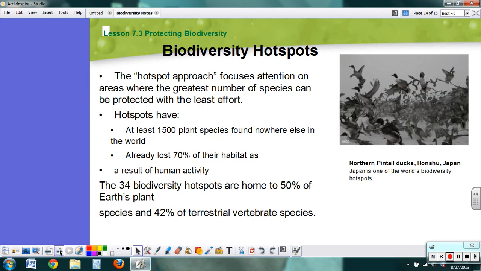There's also biodiversity hotspots, like a rainforest, where if we protect the rainforest, that will protect the greatest amount of biodiversity.